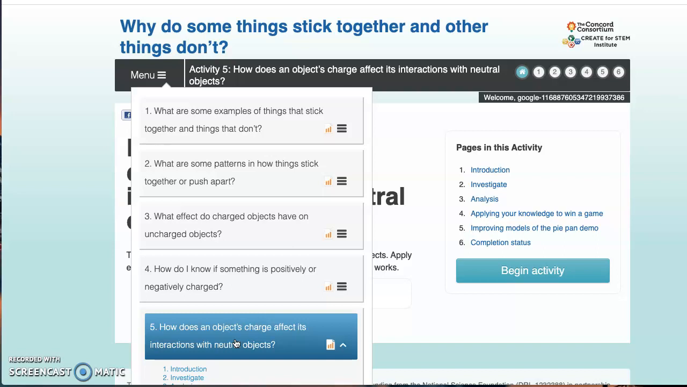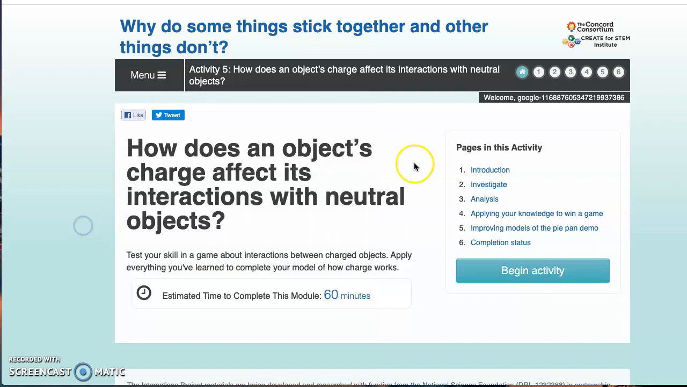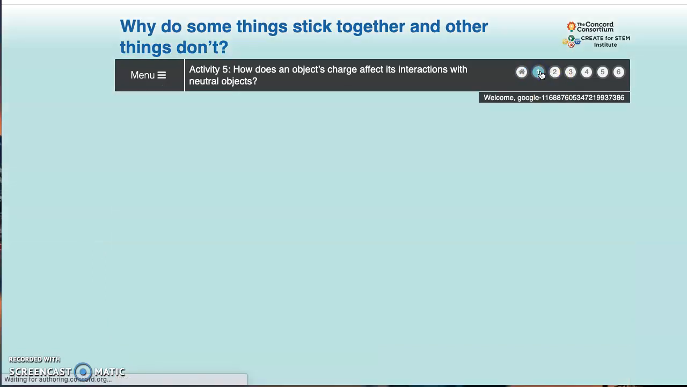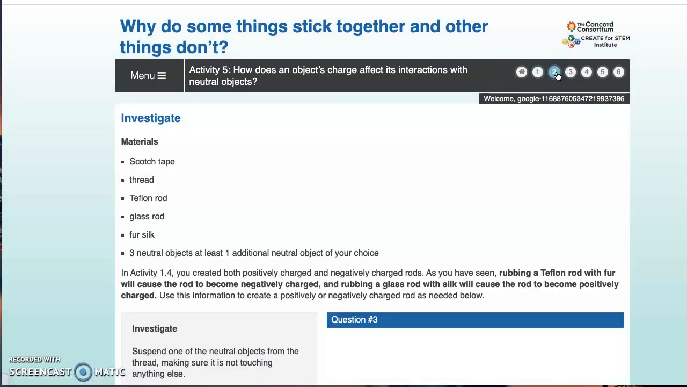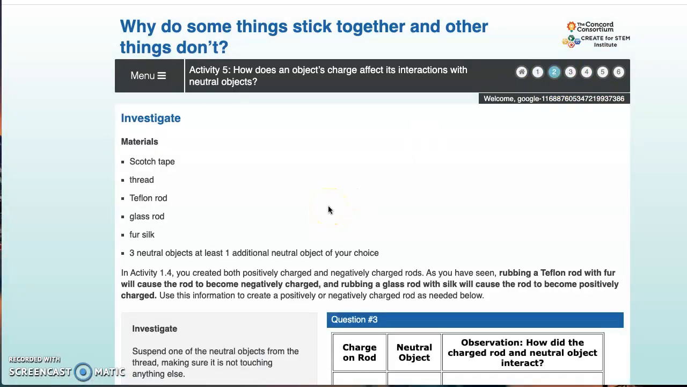If we start to take a look through here, because this is an activity at the end of the investigation, it's going to recall other activities quite frequently. It starts out with a couple multiple choice questions.